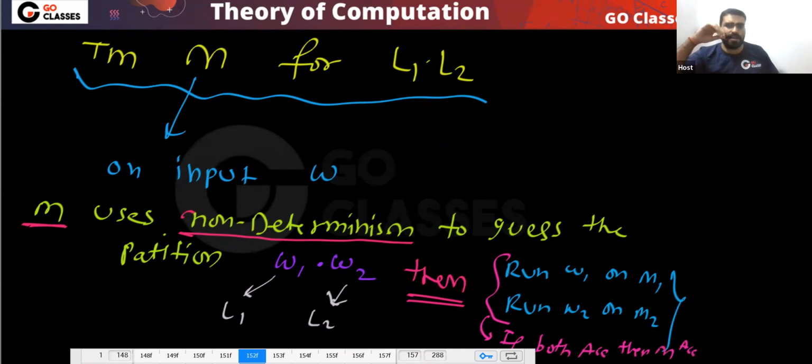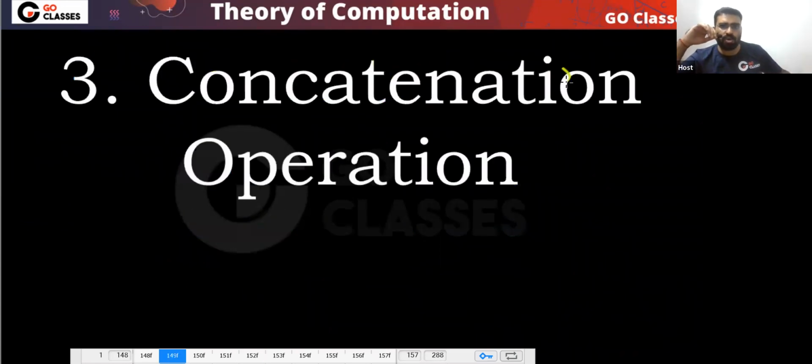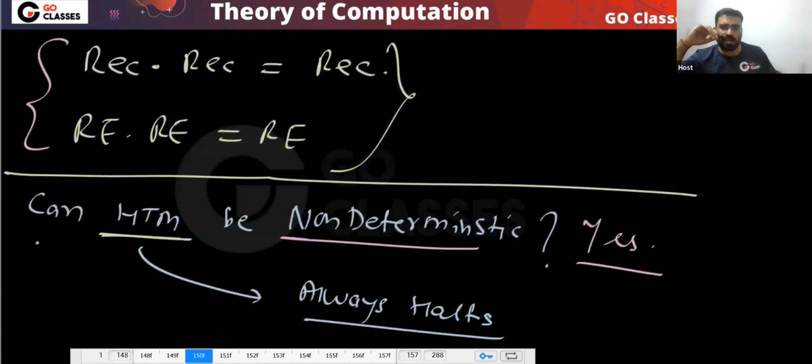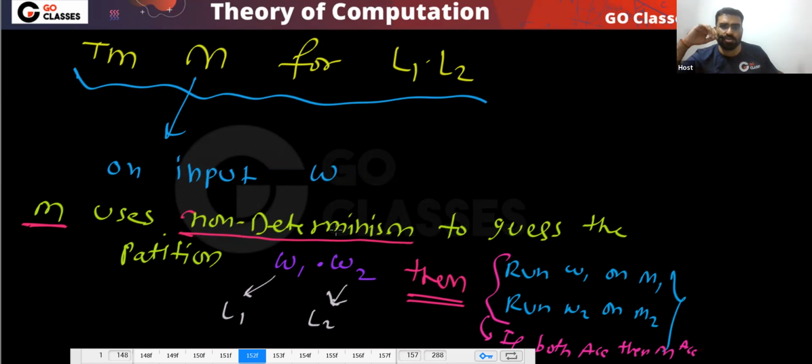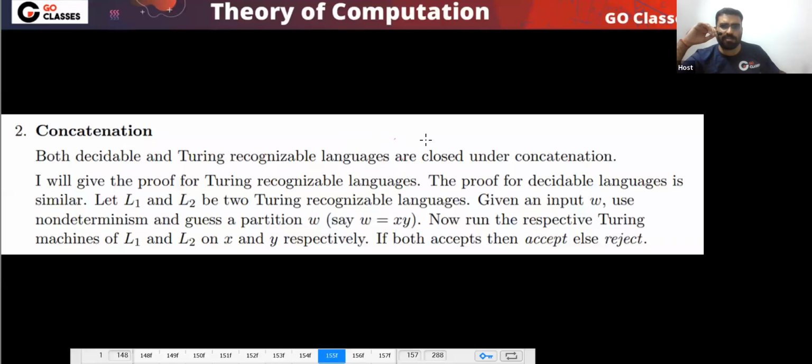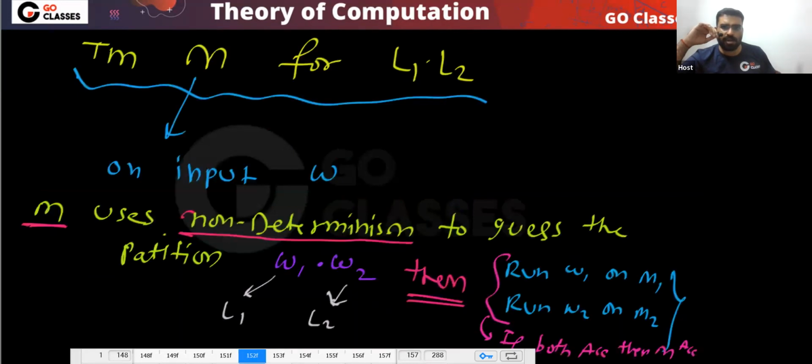So this is the idea. We will not spend much time on concatenation, because how to actually use non-determinism can be complicated. But this is the overall idea, and in the books you will also see only the idea. The same idea you can apply for recursive languages also.